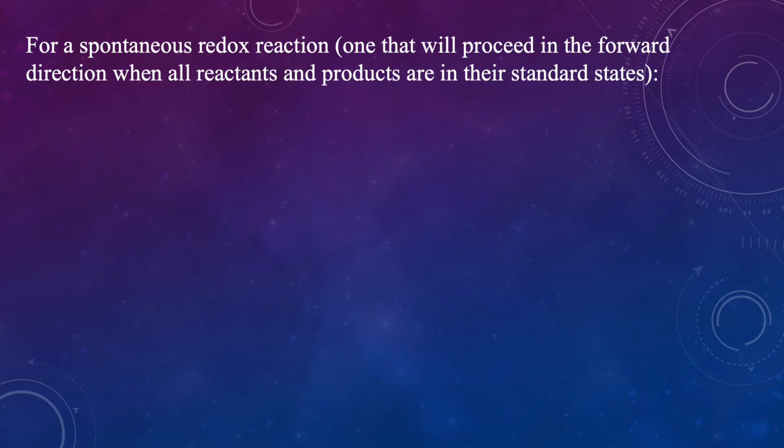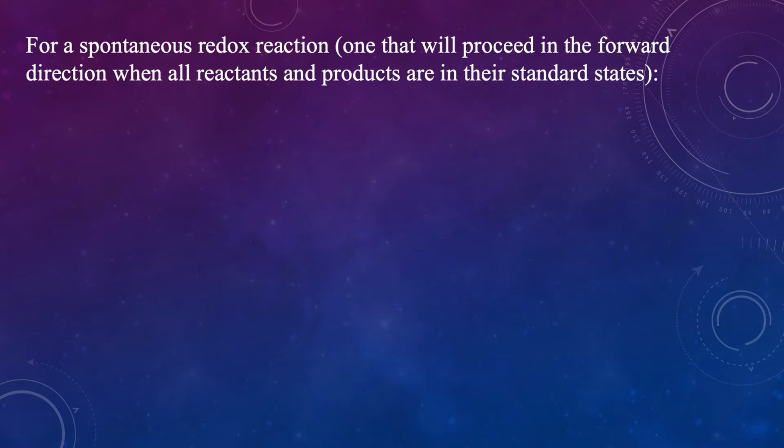We've seen that a positive standard cell potential E naught cell corresponds to a spontaneous oxidation reduction reaction. We know that the spontaneity of a reaction is determined by the sign of delta G naught. Therefore, the cell potential E naught cell and the Gibbs free energy delta G naught must be related. We also know that Gibbs free energy delta G naught for a reaction is related to the equilibrium constant K for this reaction. Since E naught cell and delta G naught are related, then E naught cell and K must also be related.